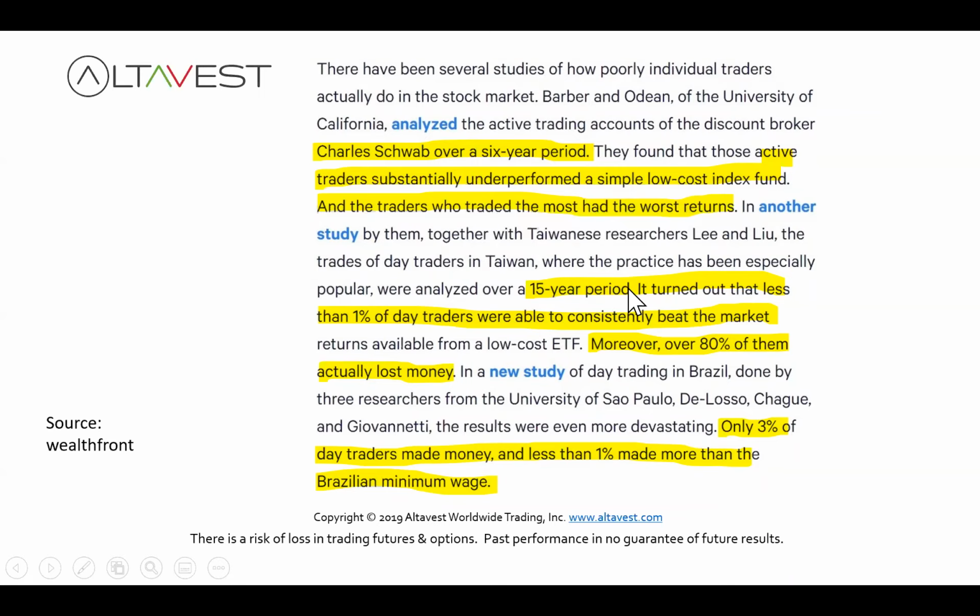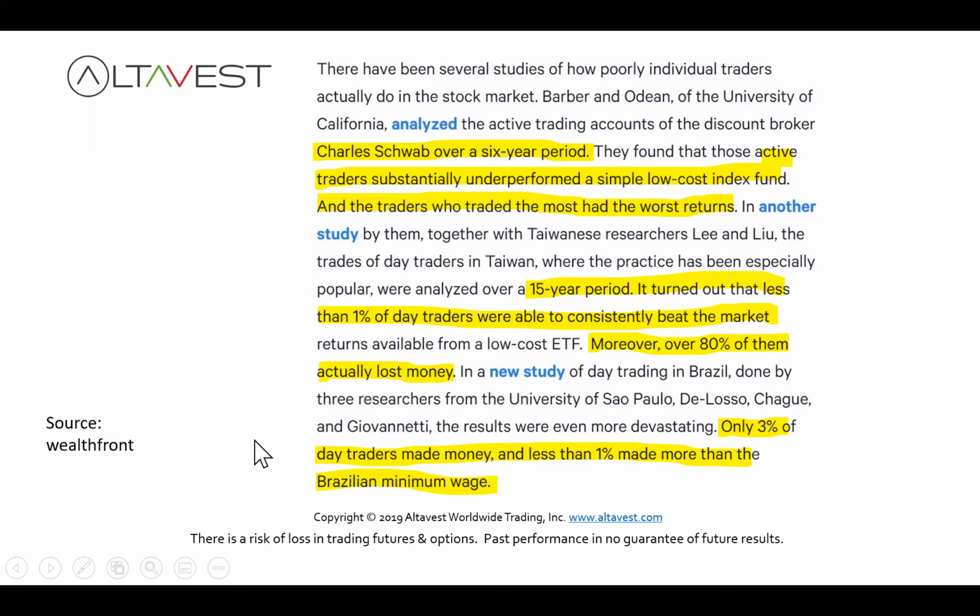The traders who traded the most had the worst returns. Here's another study in Taiwan, 15-year period. Less than 1% of day traders were able to consistently beat the market, and over 80% actually lost money. Here's a newer study out of Brazil. Only 3% of day traders made money, and less than 1% made more than the Brazilian minimum wage. So that doesn't sound like a lot.